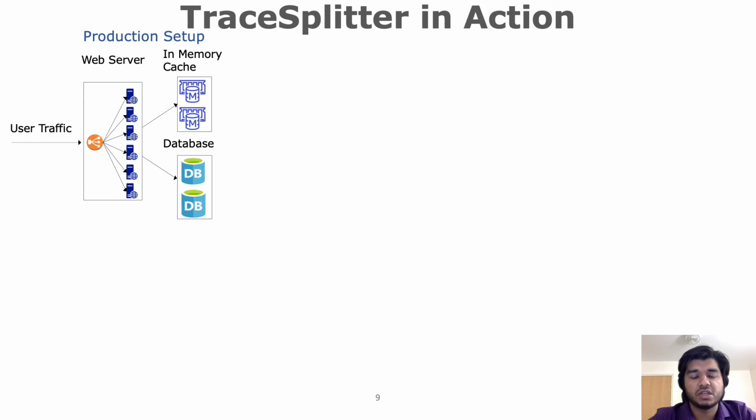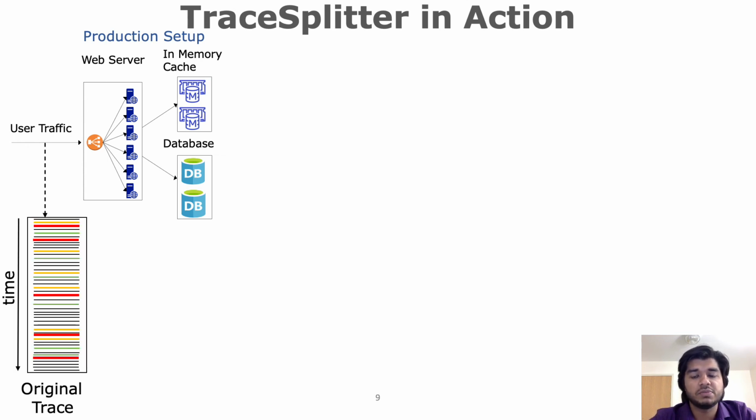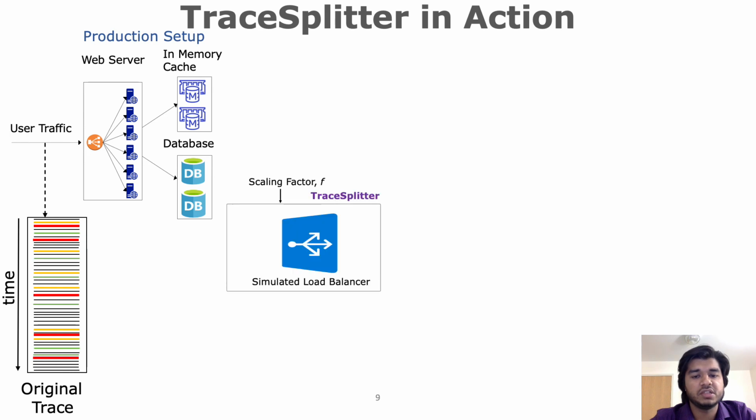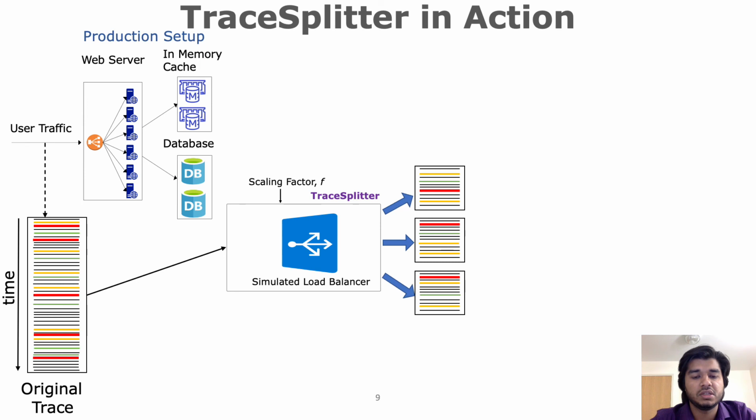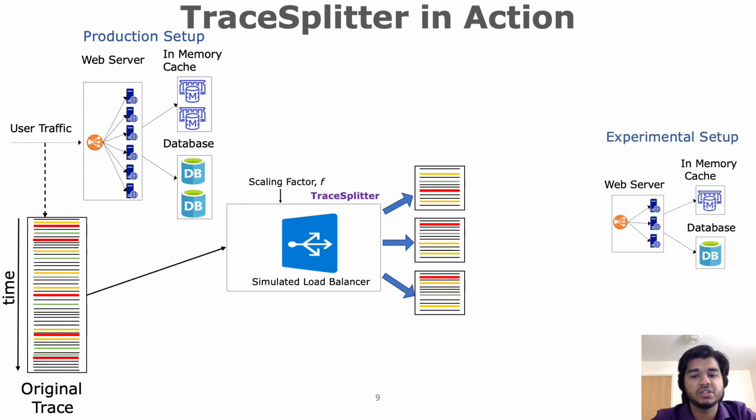So in practice, how should one use TraceSplitter? The traces are collected from large production setups. We take the trace and use TraceSplitter to generate appropriately downscaled traces. These downscaled traces can then be used in experiments running in the experimental setup. One can take any one of these downscaled traces and perform experiments with this, as it would represent the original trace.